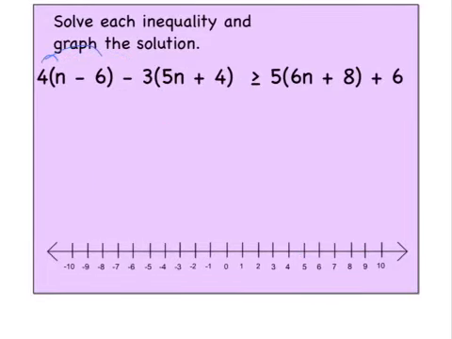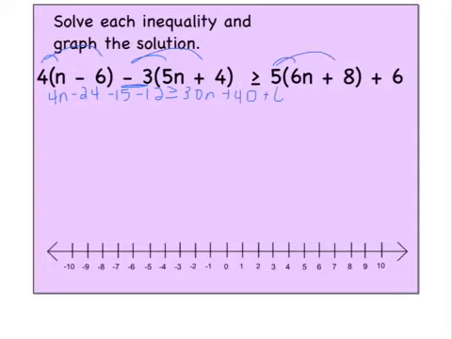Here we've got 4n minus 24. Remember, this is a negative 3 we're distributing. Minus 15 minus 12 is greater than or equal to 30n plus 40 plus 6. So we've got 4n. Here we've got negative 39 minus 12. So minus 51 is greater than or equal to 30n plus 46.